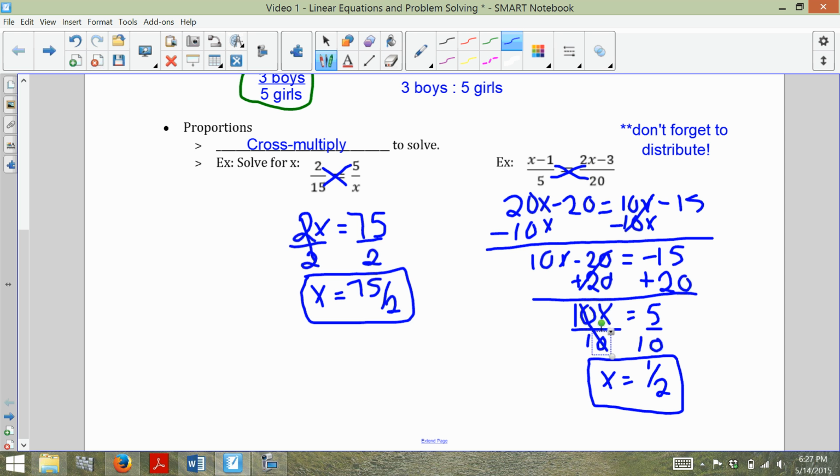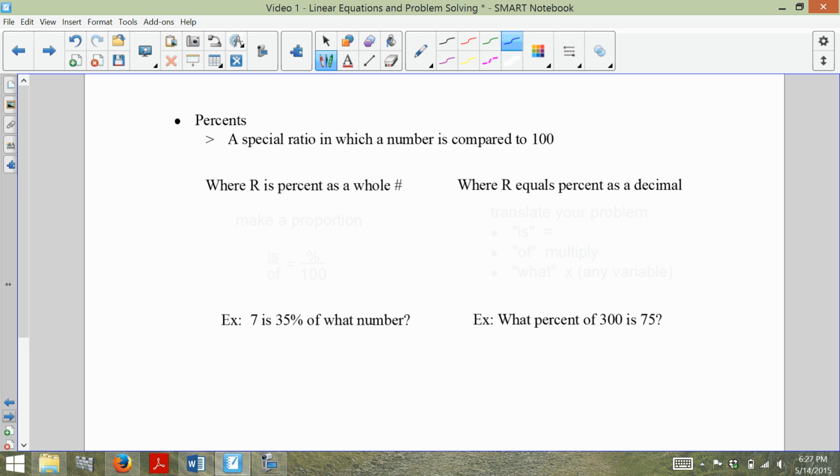Now that we've got proportions out of the way, I can talk about another special kind of ratio, which is a percent. With a percent, we always compare a number to 100. That's the idea of a cent, right? 1 cent is 1/100th of a dollar. So a percent is comparing numbers to 100.